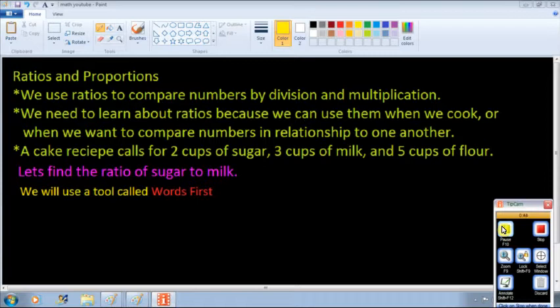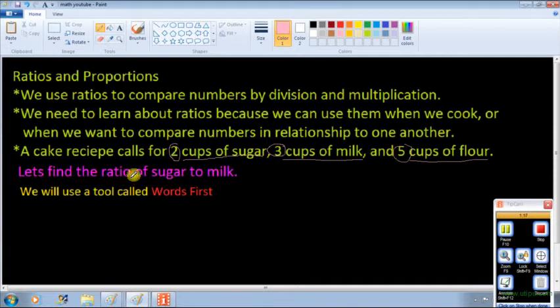So I'm going to look at the information again, I'm going to reread it, and I'm going to circle and underline important information. So on this one it says a cake recipe calls for 2 cups of sugar, so that's important, 2 cups of sugar, 3 cups of milk, and 5 cups of flour. Good, so I have my information circled and underlined. Now I'm going to look at the words first.